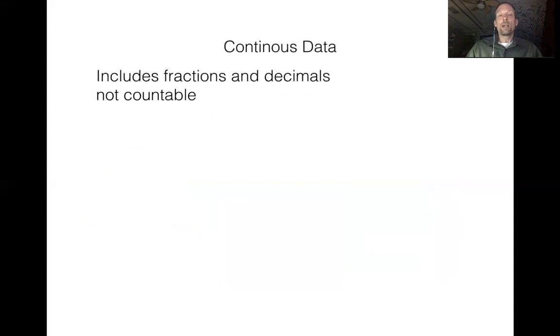So let's go ahead and take a look at what continuous would be. Continuous data, this time, is the messy stuff. It's going to include fractions and it's going to include decimals, and in particular, you can't count continuous data, at least not very well. An example might be how much snowfall we get.